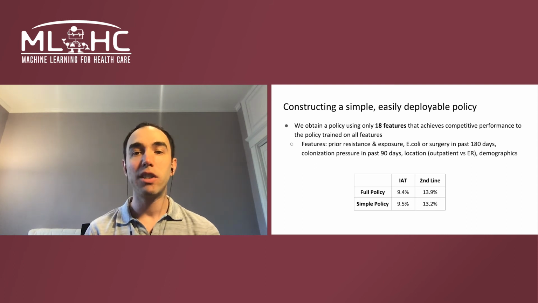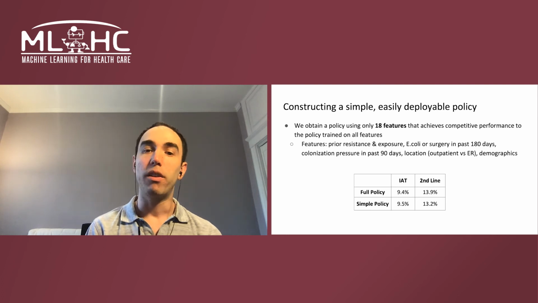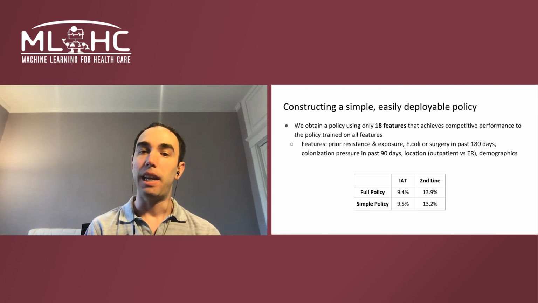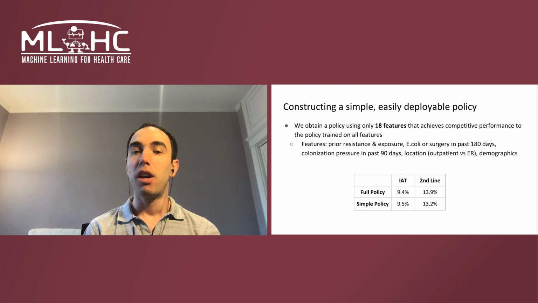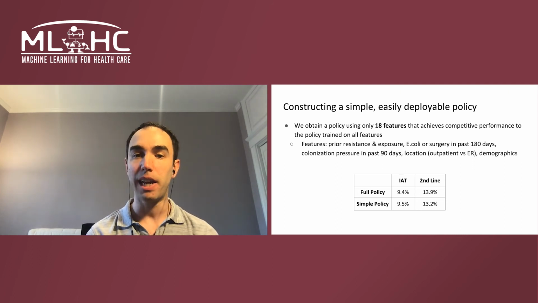Those 18 features that it chooses consist of prior resistance and exposure, whether the patient has recently had an E. coli infection or recently had surgery, colonization pressure over the last 90 days, the location of where the patient was receiving service, whether it was an outpatient setting or ER, and demographics.